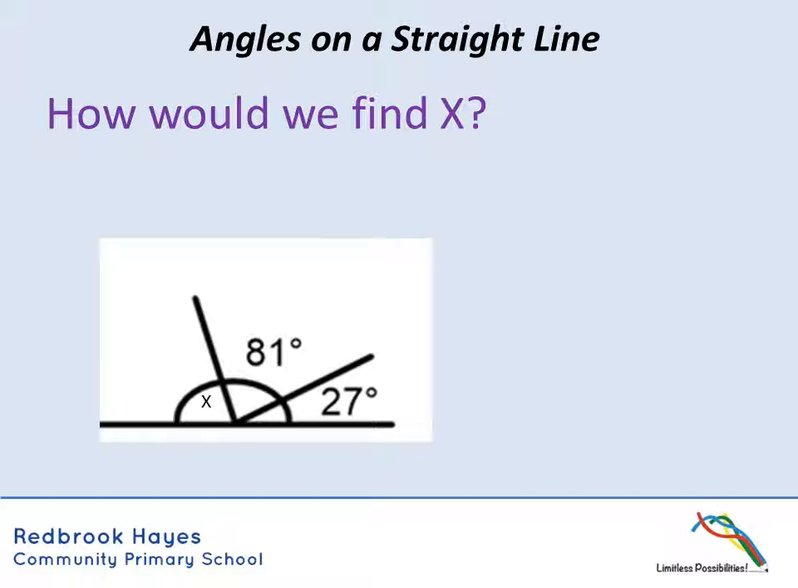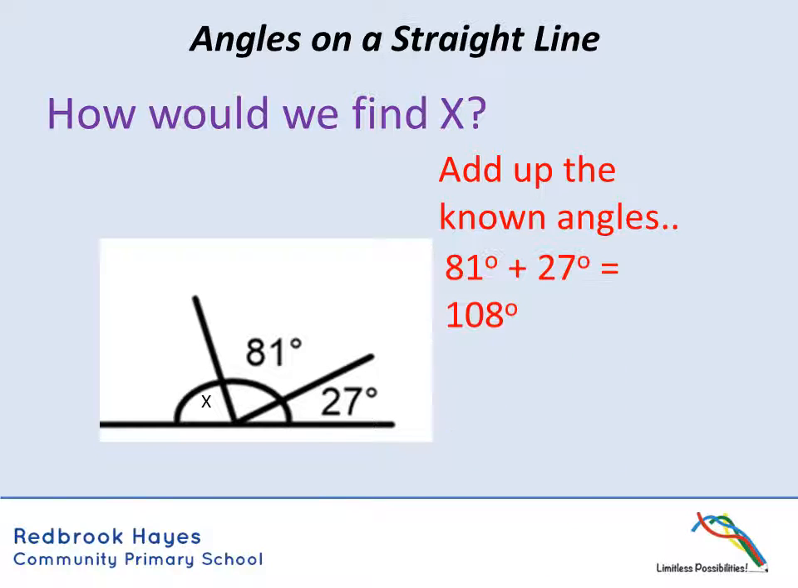Okay, so what we're going to do then, we need to first of all find out what the total of the known angles is. So we know that the known angles we've got there are 81 and 27, so we need to add those up. So we're going to add up the known angles, and again, I'm not going to be using a written method, just doing these mentally. So 81 plus 27 is 108.